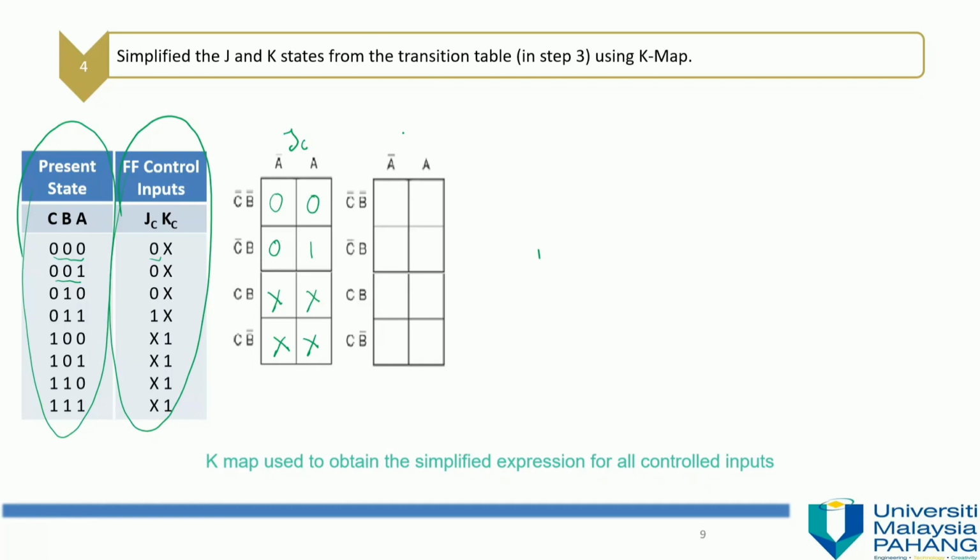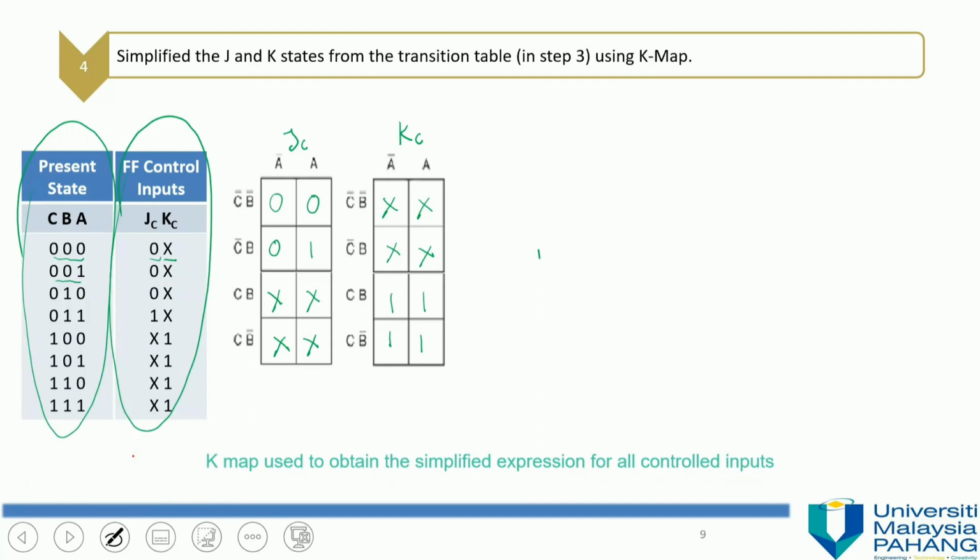Next for KC, when the present state is 0, 0, 0, the KC is don't care. 0, 0, 1, don't care. 0, 1, 0, don't care. 0, 1, 1, don't care. And for 1, 0, 0 through 1, 1, 1, KC is 1.